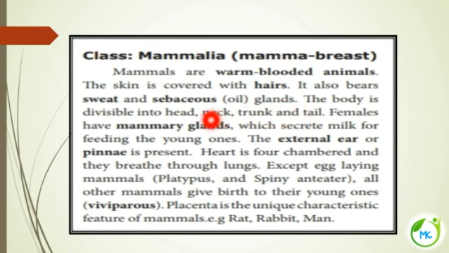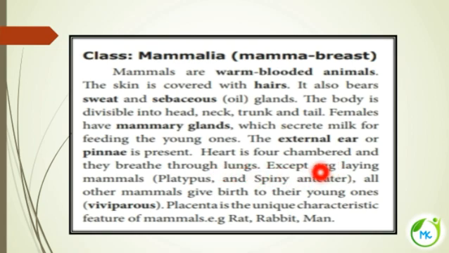So mammals include a large group of animals. And all the female mammals have mammary glands. And these mammary glands are able to secrete milk. And with the help of the milk, the young ones can be fed. And mammals have an external ear, otherwise referred to as pinnae. And the heart of mammals are four-chambered, and the respiration takes place through lungs.